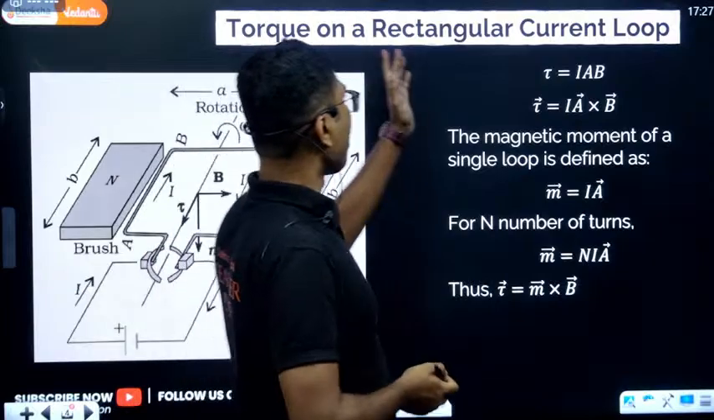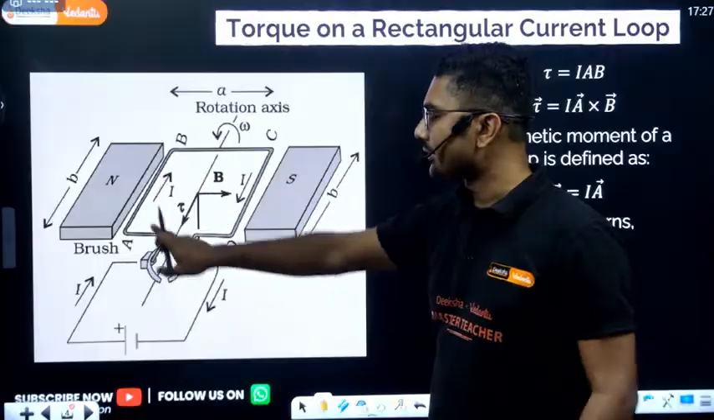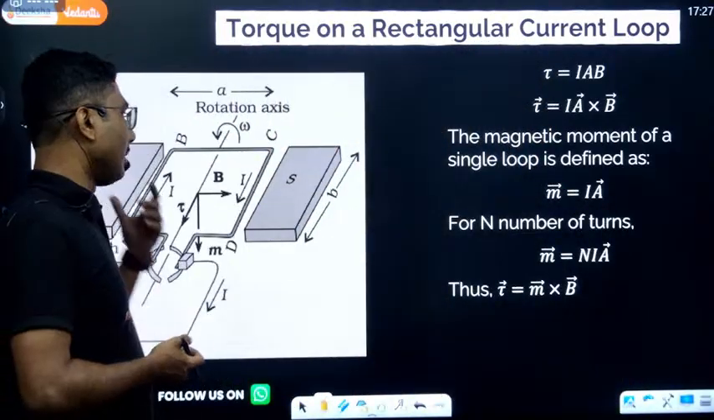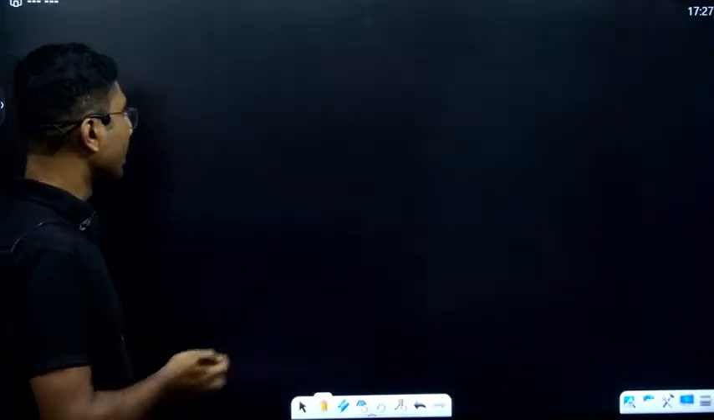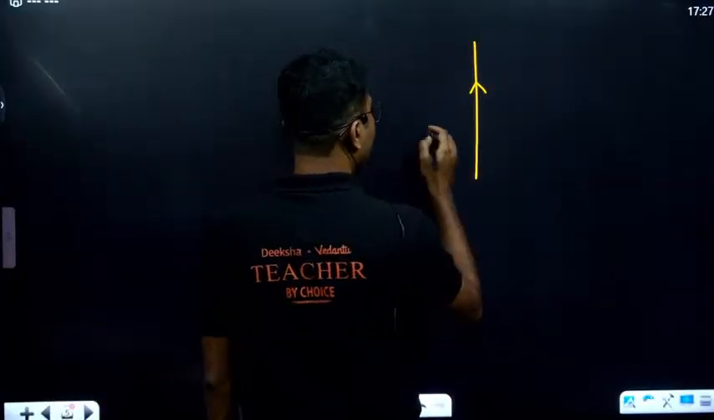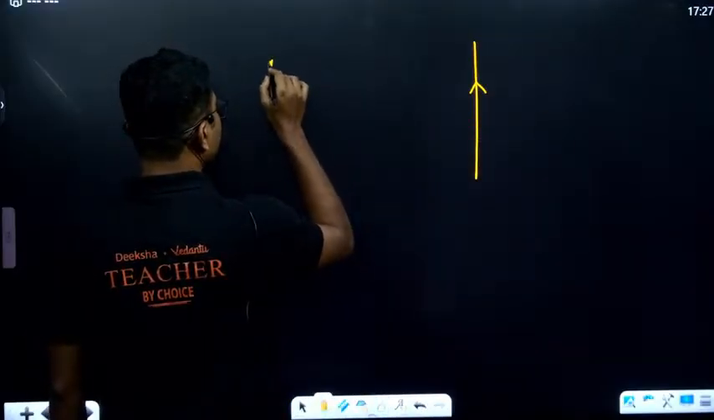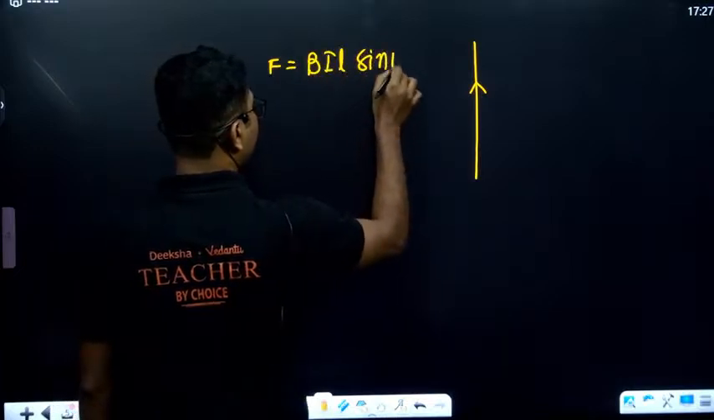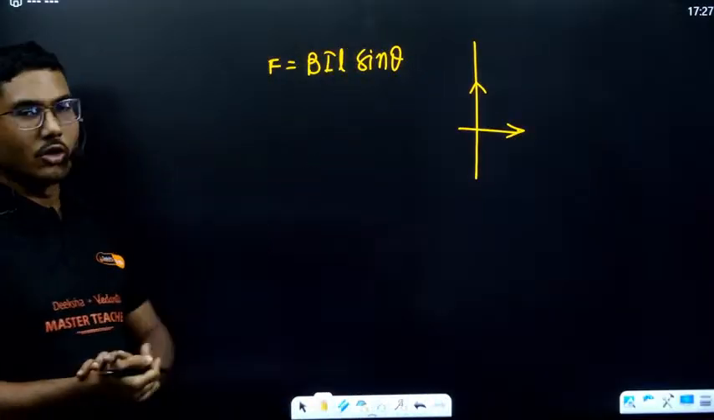So, torque on a rectangular current loop. Now we have, instead of a circle, a rectangular shaped current carrying loop. This will also experience a magnetic force on its arms. If you recall, a current carrying conductor placed in a magnetic field will experience a force given by BIL sin theta. And if the angle is 90 degrees, sin theta becomes 1. So that is the normal case.